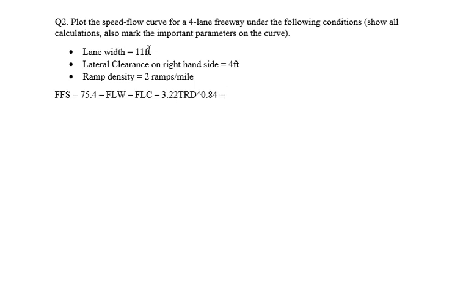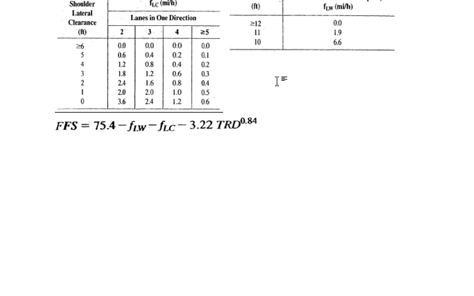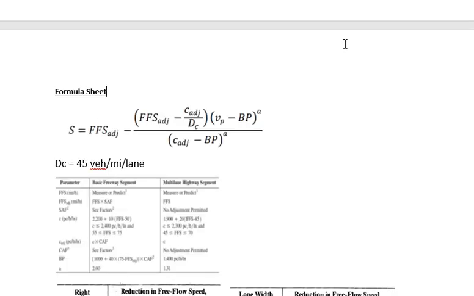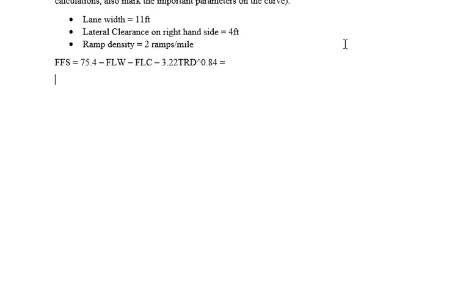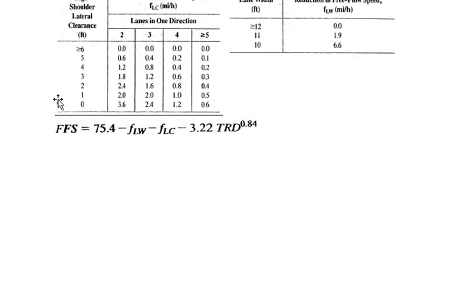Okay, so the lane width is 11 feet. If I go to the table, then for 11 feet lane width, you can see the factor over here is 1.9. Okay, then factor for lateral clearance. Lateral clearance we only need for the right hand side because it's a freeway, which is 4 feet. So for 4 feet, it's a 4-lane freeway, so 2 lanes in each direction. Okay, so the factor is 1.2.